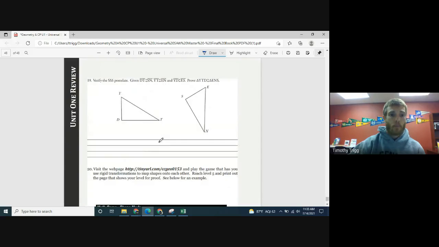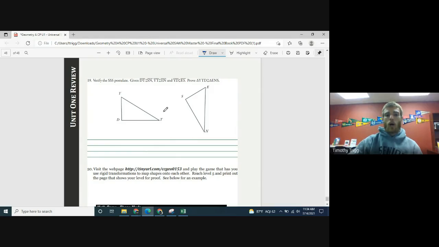Okay. For number 19, verify SSS postulate. Given DT is congruent to SN, YT is congruent to EN, and YD is congruent to ES. Prove that triangle YTD is congruent to triangle ENS. So basically what they're saying here is that the three sides from this triangle are congruent to the three sides of this triangle. And you can kind of see that these two triangles are congruent, aren't they? The exact same size, the exact same shape, but they're just oriented in different ways.